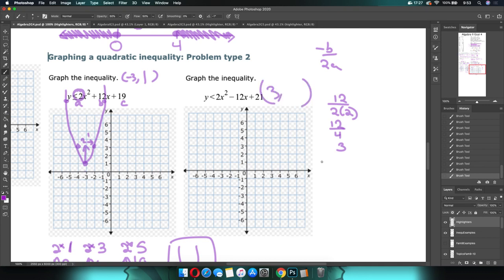And now I plug it in. So 2 times 3 squared minus 12 times 3 plus 21. Let's see what we get. So 3 squared is 9 times 2 is 18 minus 36 plus 21. That's going to be 39. Wow, Ms. Dubois can't math this morning. It's almost like she didn't get sleep or something, so that's going to be 3. So 3 comma 3, 3 comma 3.